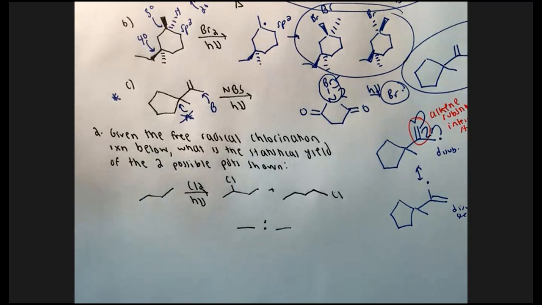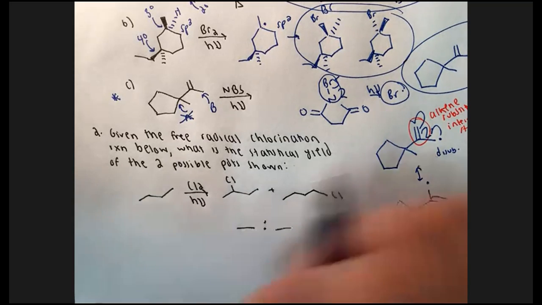Okay, let's do question 2. So given the free radical chlorination reaction below, what is the statistical yield of the 2 possible product forms? So that's butane. We're subjecting it to free radical chlorination conditions. And let's think about that. So there's clearly 2 different products arising from 2 different substitution points. And I think that's the key. We have a secondary position and we have a primary position.